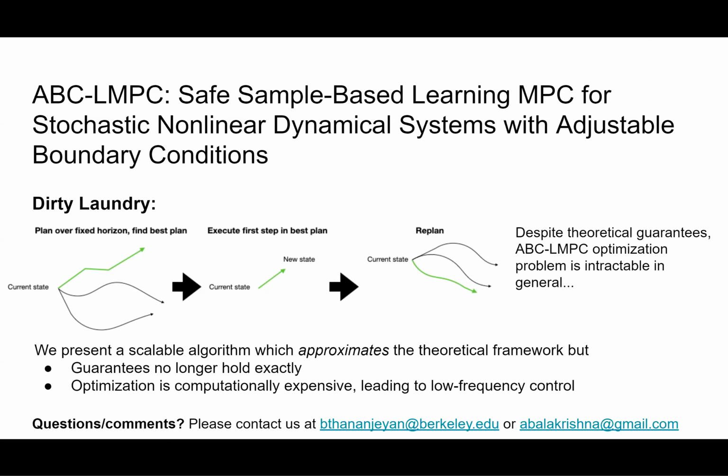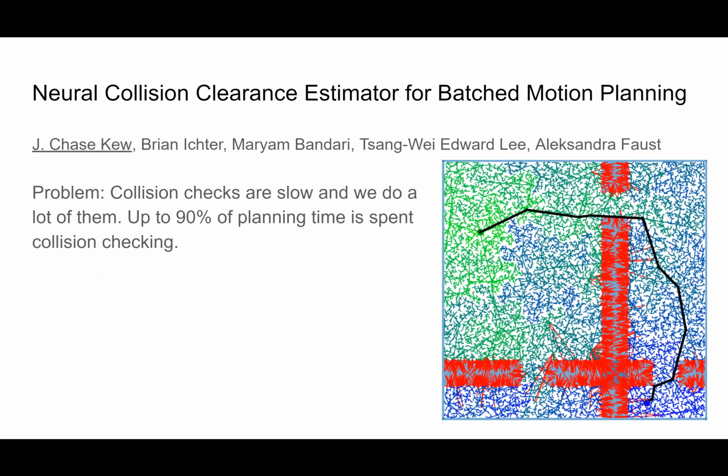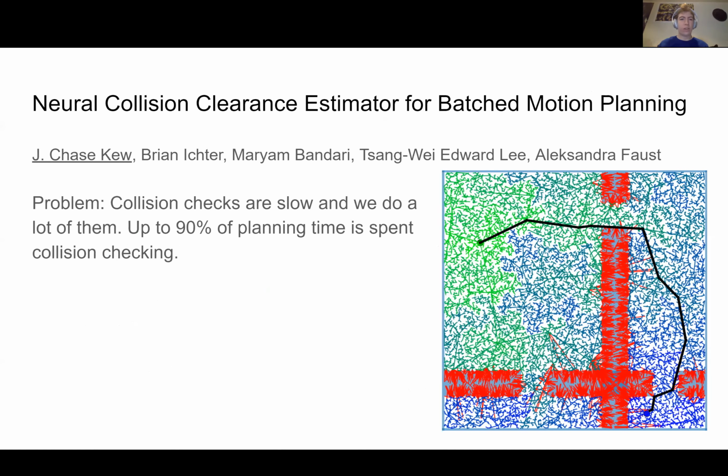Okay, we're on to our penultimate paper now. Hi, can you hear me? Yes. Awesome. I'm Chase Q. I'm with robotics at Google, and I'll be presenting a neural collision clearance estimator for batched motion planning.